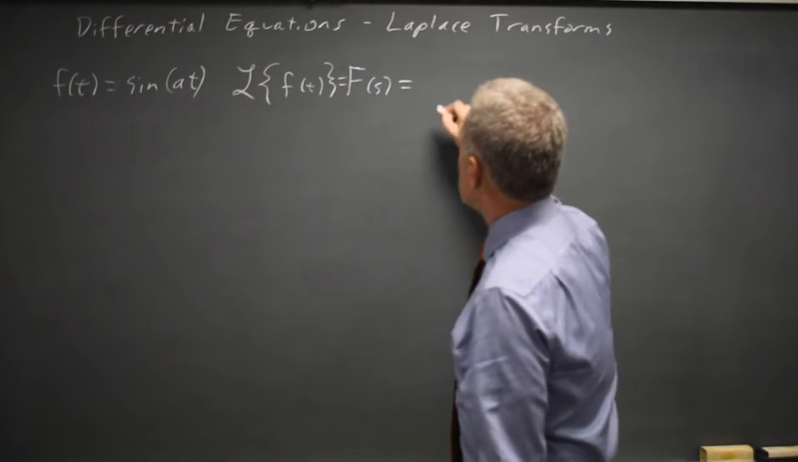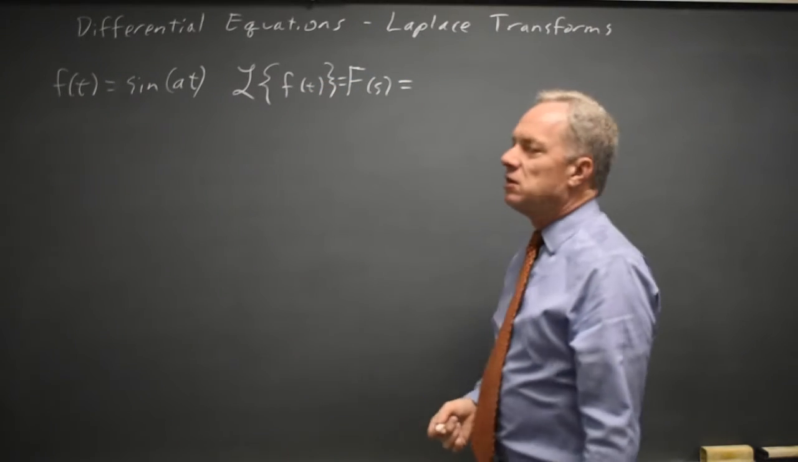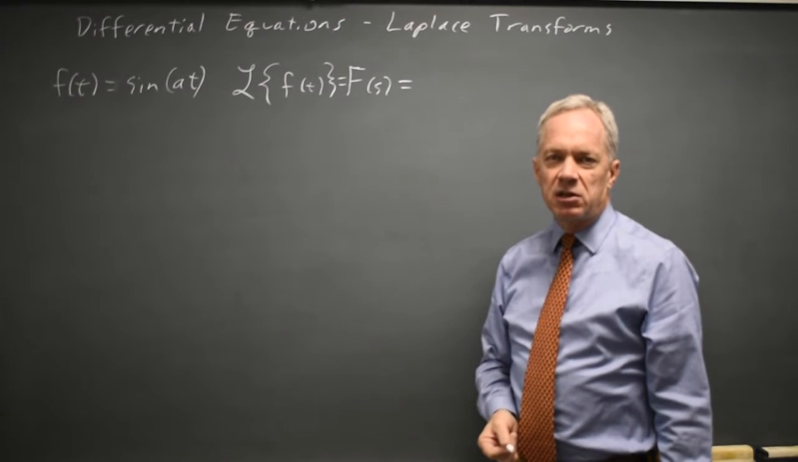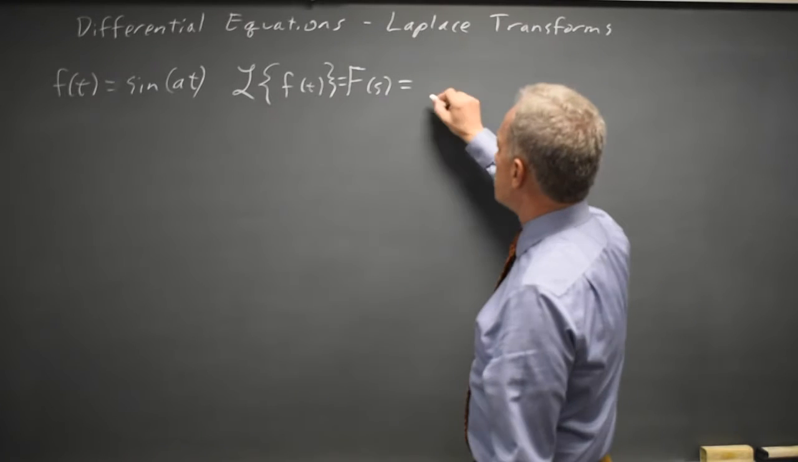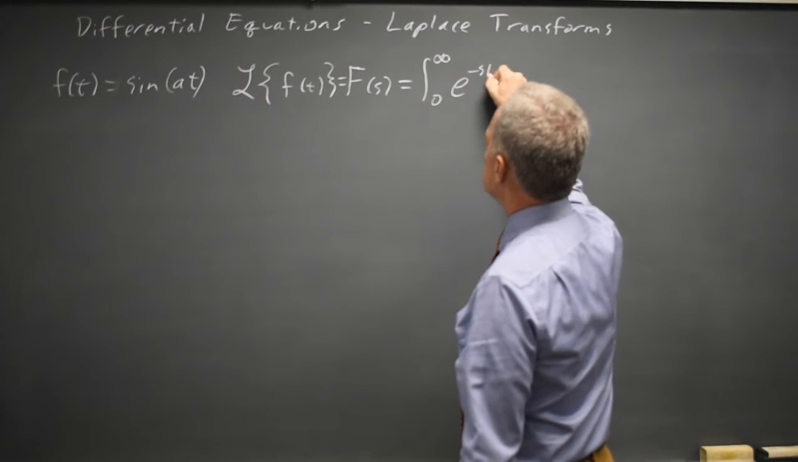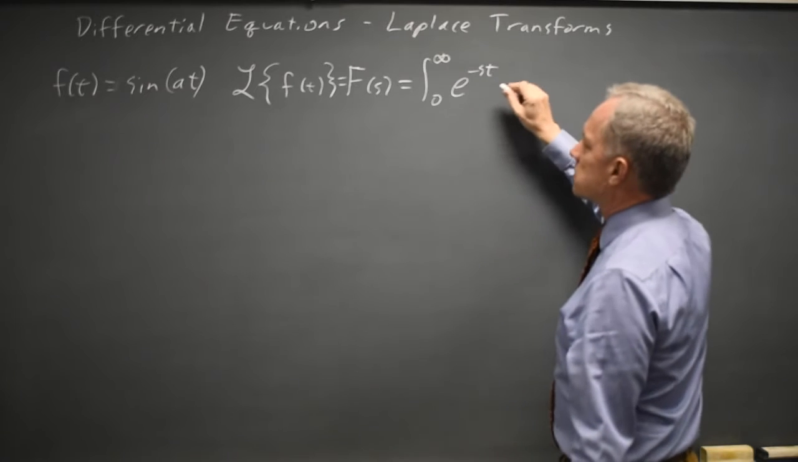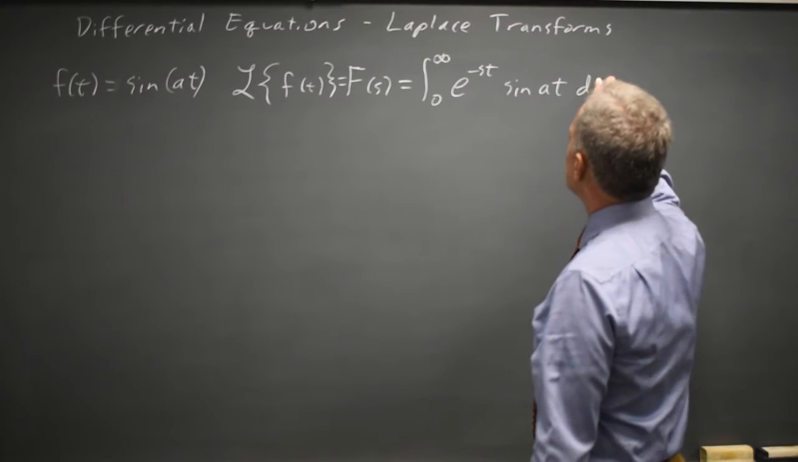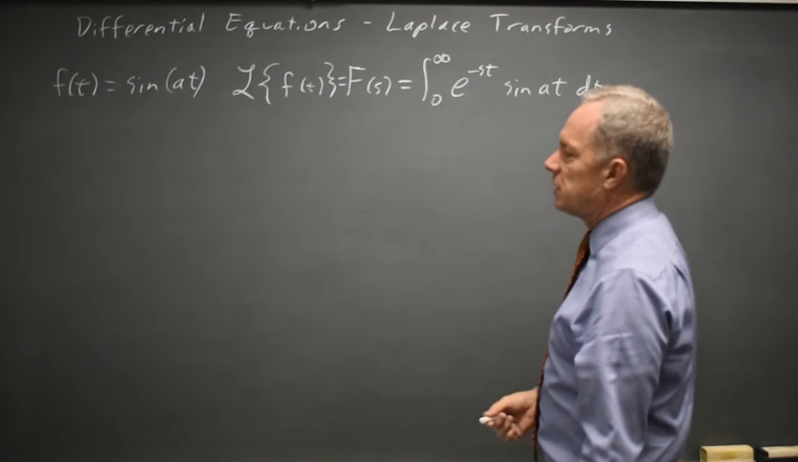And it's defined as, in general, an integral transform is the integral from alpha to beta of k of st, f of t dt. In this case, alpha and beta are 0 and infinity. K of st is e to the negative st. And that's times f of t, so times sine of at, where s is a variable and a is a constant.